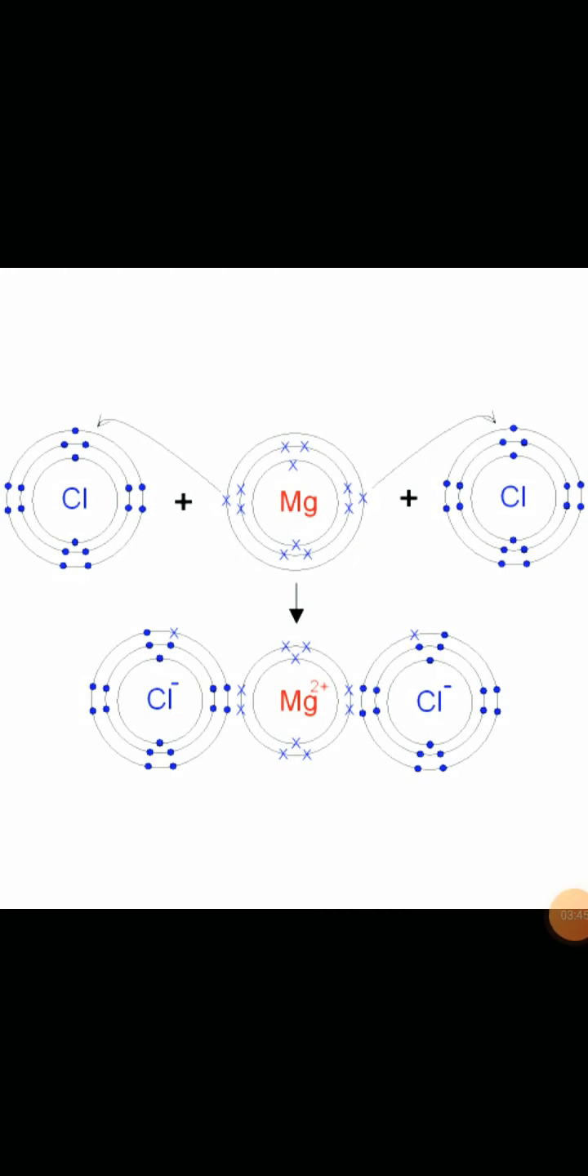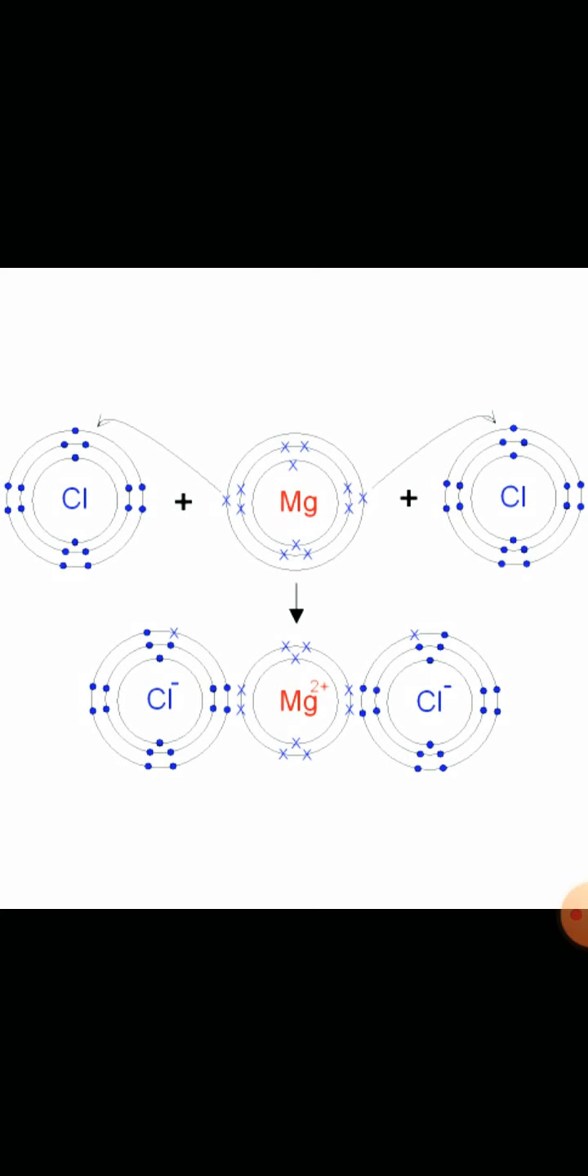Now let us talk about formation of magnesium chloride. Now we know that magnesium has 2 electrons in its outermost orbit. So magnesium will lose 2 electrons. If we take one chlorine atom, it will accept 1 electron and form a compound. But it is very important to note that magnesium is losing 2 electrons and chlorine requires only 1 electron. So where will the other electron go to form the compound?